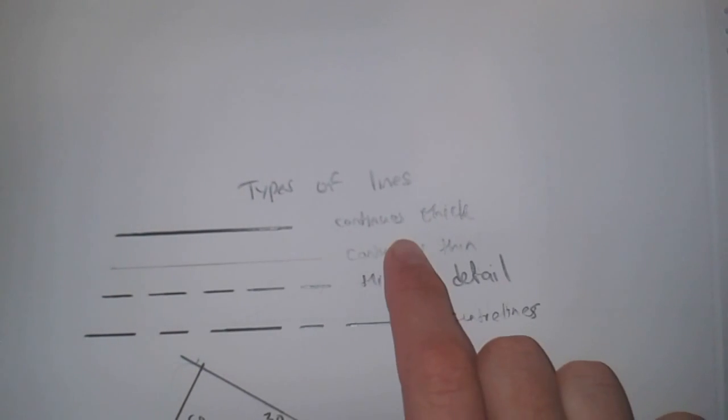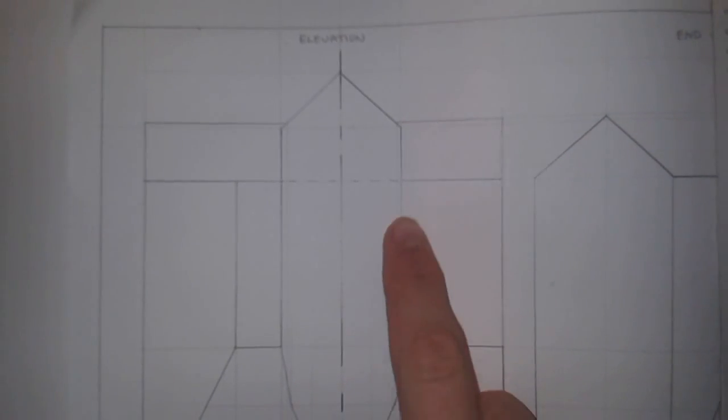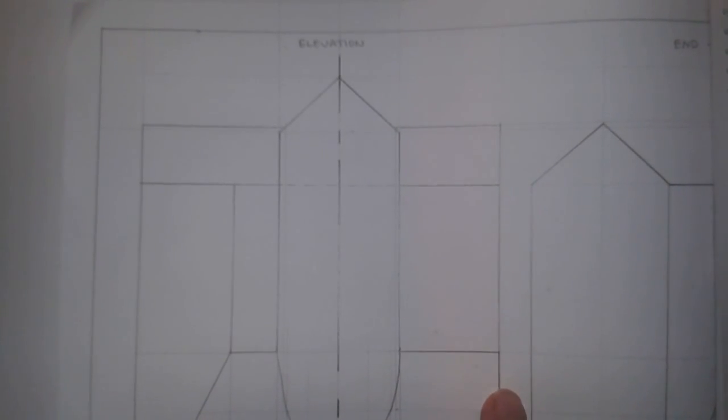You can have a continuous thick line. This is usually used for the outline of the drawing. I'll relate it to a drawing we did in the lab. So lines like this. A continuous thick line is used to outline the whole drawing.